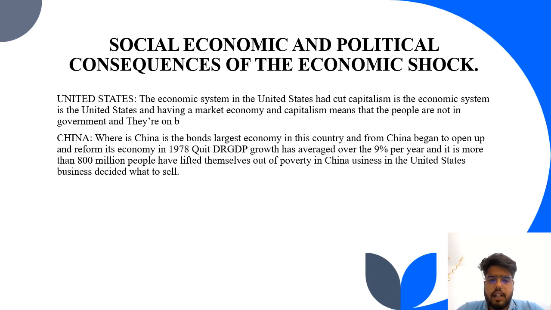China began to open up and reform its economy in 1978. GDP growth has averaged over 9% per year, and more than 800 million people have lifted themselves out of poverty in China. This is a really huge number.